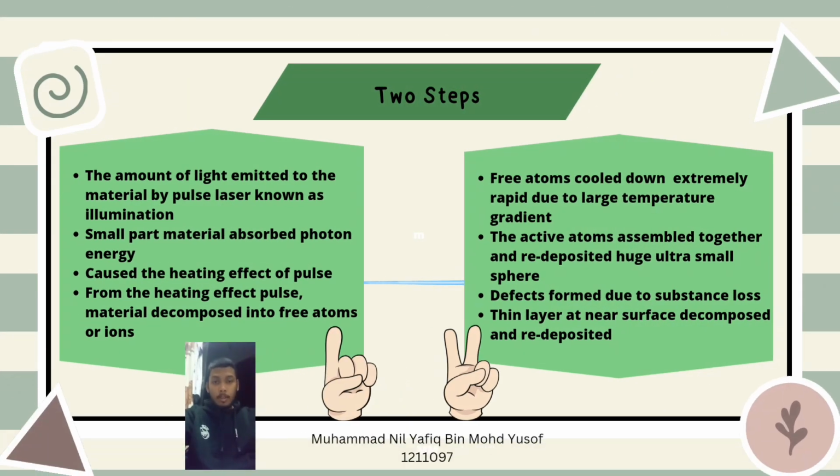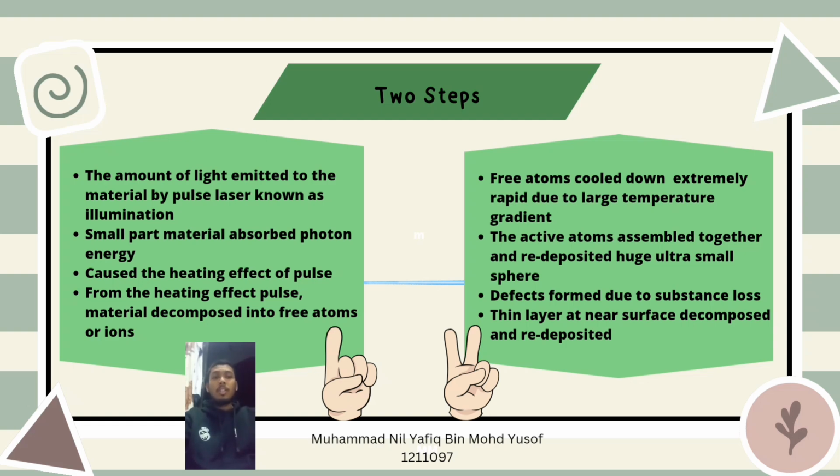My name is Mohamed Yafiq bin Yusof, matric number 1211097. I will present the working principle of laser ablation. There are two steps. The first step is illumination, where light is emitted onto the material using a laser pulse. A small part of the material absorbs the photon energy, causing the heating effect of the pulse. From this heating effect, the material decomposes into atoms or ions.